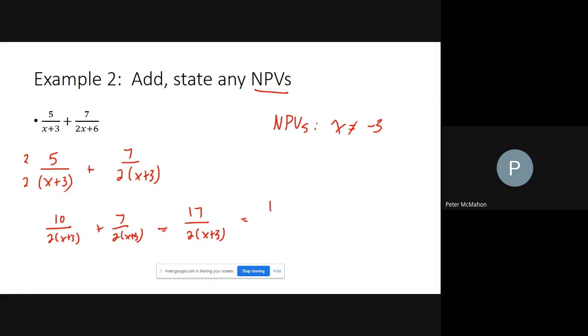You might see answers written in this form as well. Okay, these are both equivalent. I just multiplied the 2 through. I'm definitely okay with you leaving your denominators factored like this.